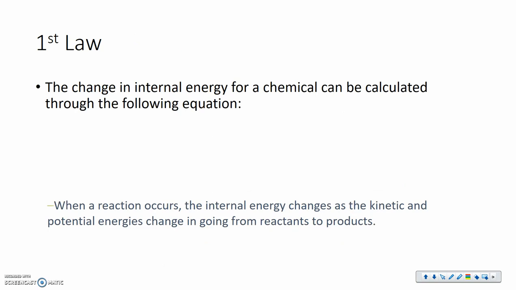So the change in internal energy, our delta U for any chemical reaction, can be calculated by summing up the total amount of transfer by your two different types, your heat and your work. When a chemical reaction occurs, we know your energy is going to change because the kinetic energy and potential energies are going to change as your reactants turn into products.